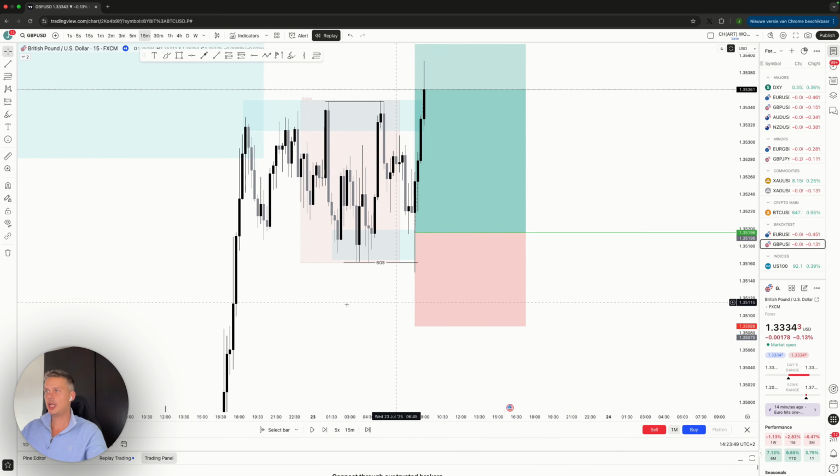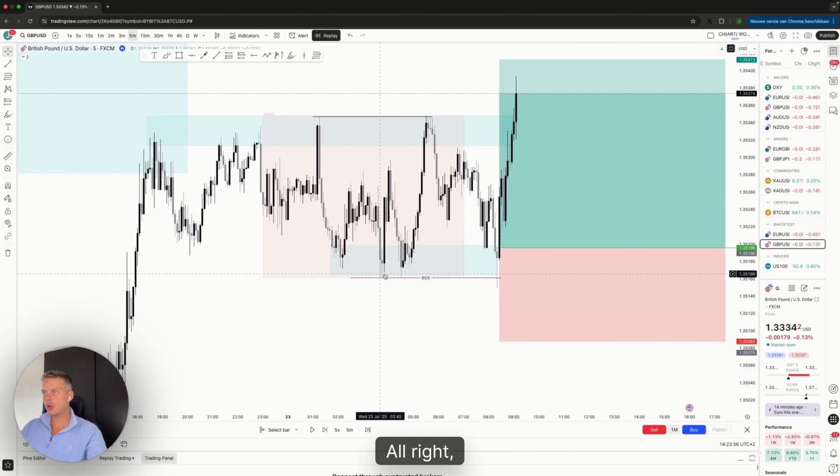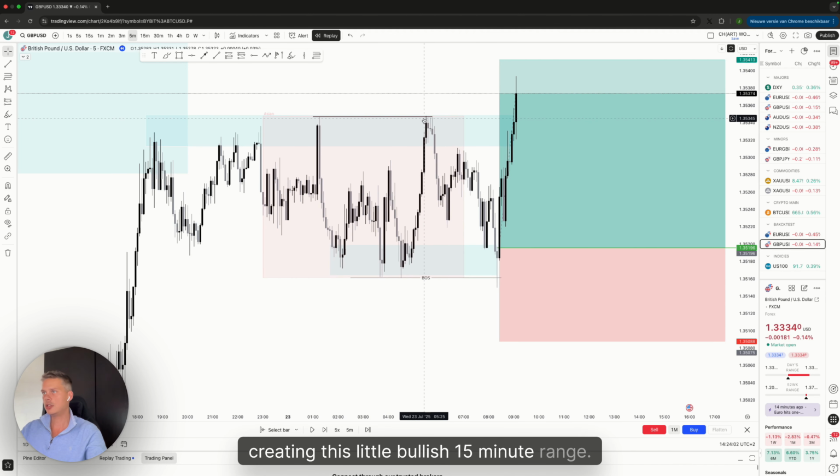But then again, what happens? And this is the beauty. We drop it down to the 5 minutes. We need more clarification. All right, so we have this beautiful push from this low all the way to this high, creating this little bullish 15-minute range.